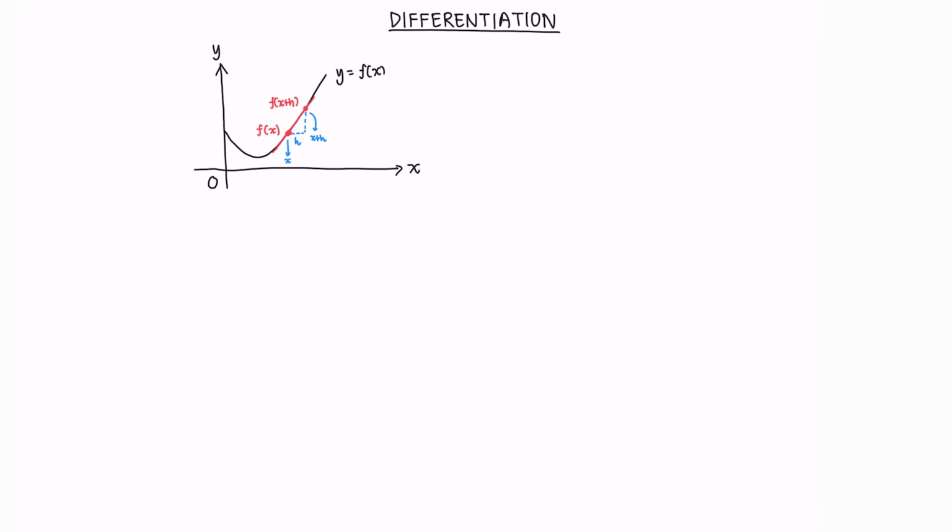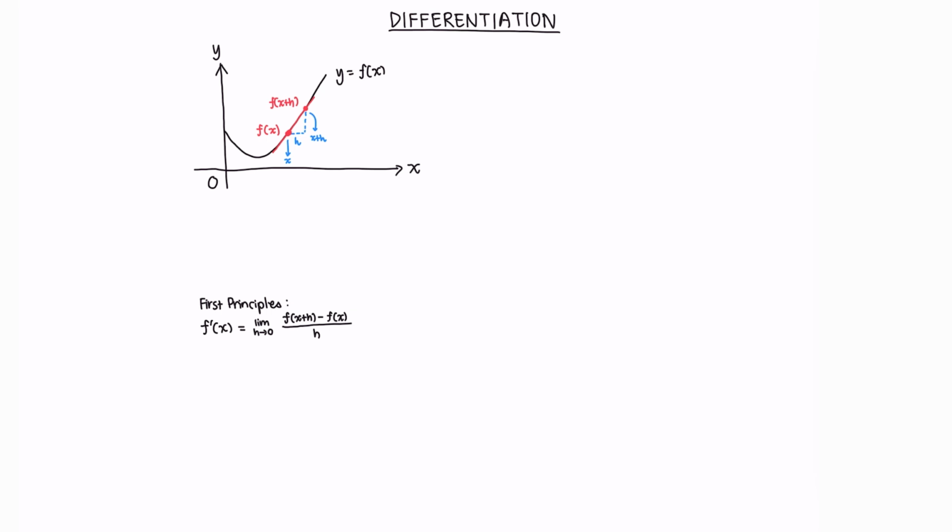But what is the gradient of this tangent? The gradient is just the rise over run, or the change in y over the change in x. The change in y is just f(x plus h) minus f(x), that's the vertical distance. And the horizontal distance, or the x, is just h. So we have it that the gradient, which is f(x plus h) minus f(x), again that's the y, over h, again that's the x. So we have the rise over run.